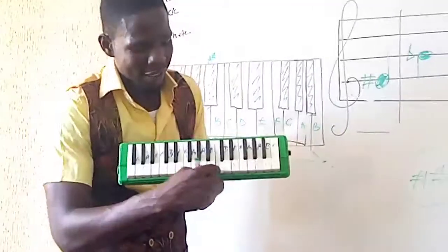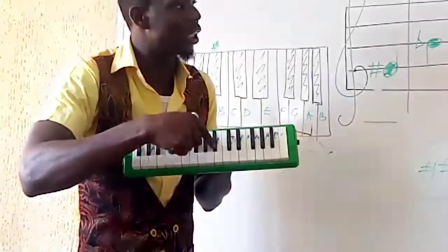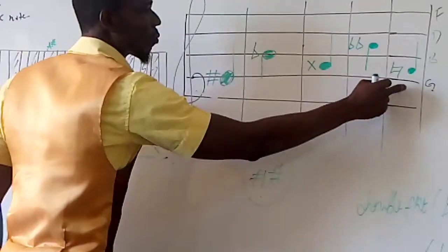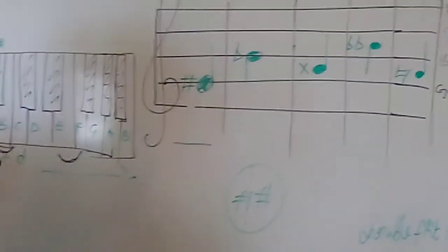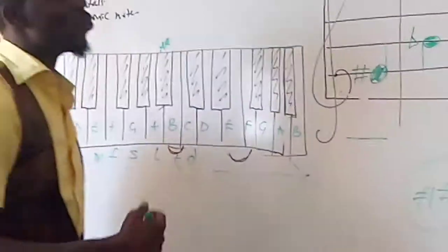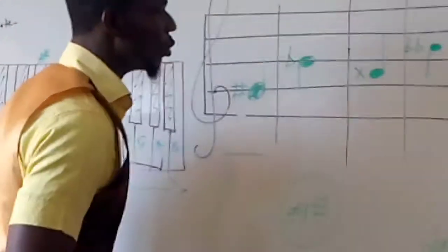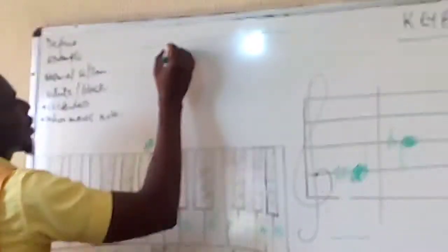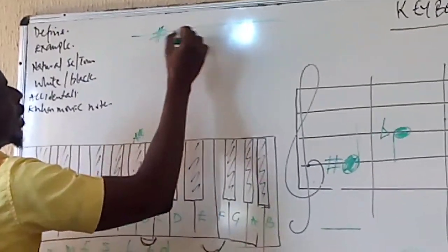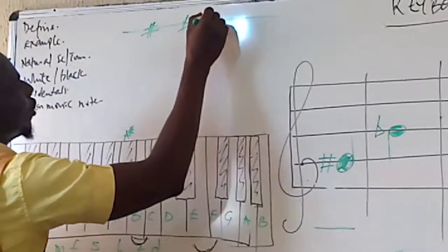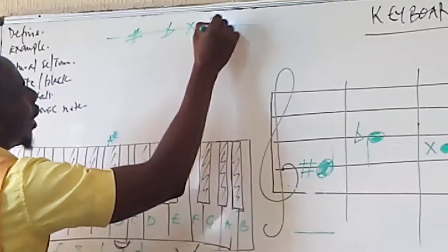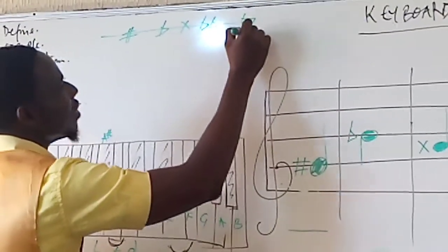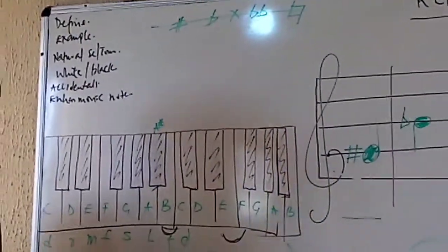So you're not playing this, but you're playing A sharp. This is A sharp. So finally, which is the natural. Like I said, the natural restores the pitch of the note. That is why you see in a staff where you have a sharp sign, a flat sign, a double sharp, a double flat, and in the same line you find this, which is the restore.